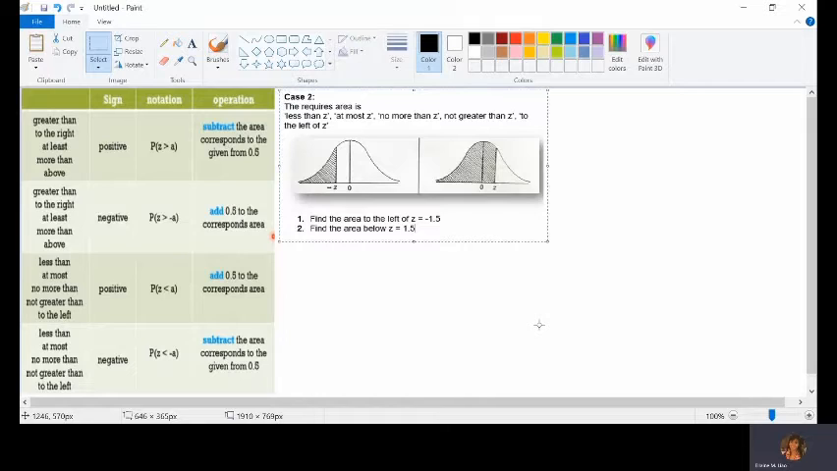So for example number 1, we're going to find the area to the left of the Z. Going back to our chart, to the left of our Z, we also have the negative sign because of negative 1.5. So the operation that we're going to use is to subtract the area corresponding to the given from 0.5.